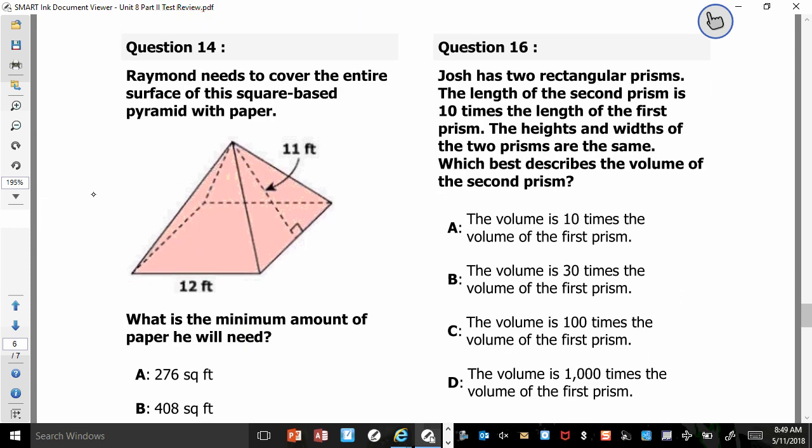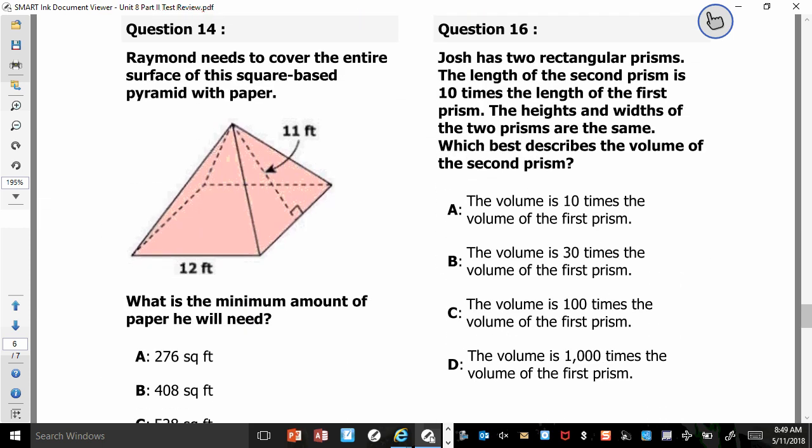All right, 14. Raymond needs to cover the entire surface of the square base pyramid with paper. So that tells you it's what kind of problem? Cover, surface area. Cover the surface. So that's surface area of a pyramid, which gives us what? LP plus what? Big B?